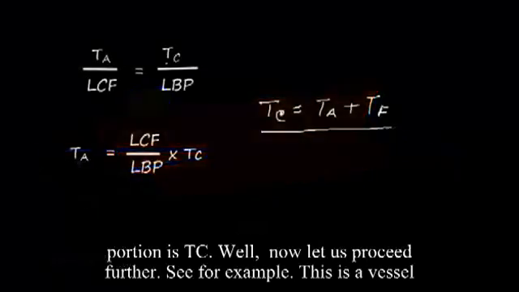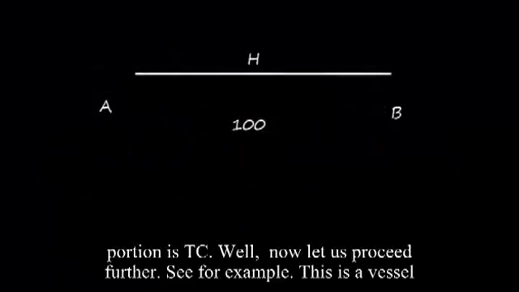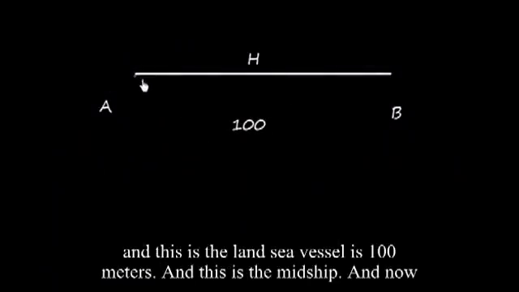Okay, well, now let us proceed further. Say for example, this is a vessel A and this is the length. Say the vessel is of 100 meters and this is the midship.